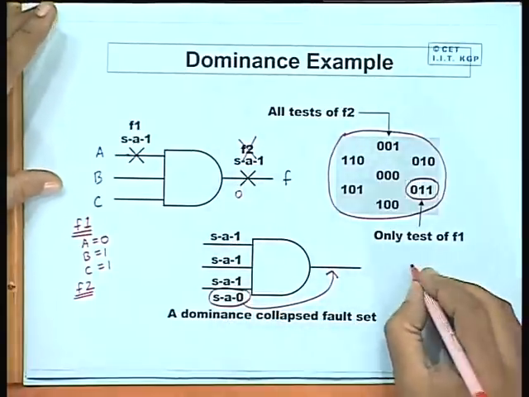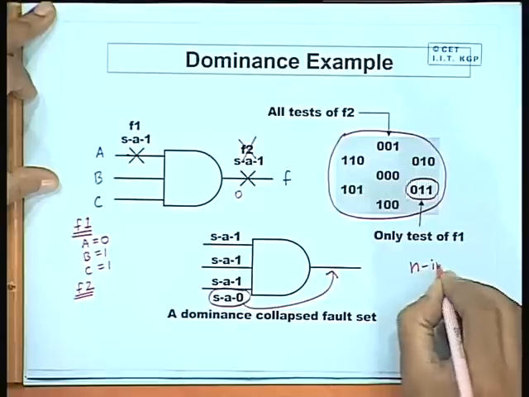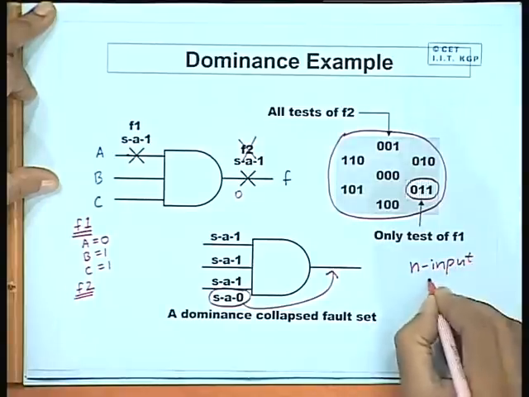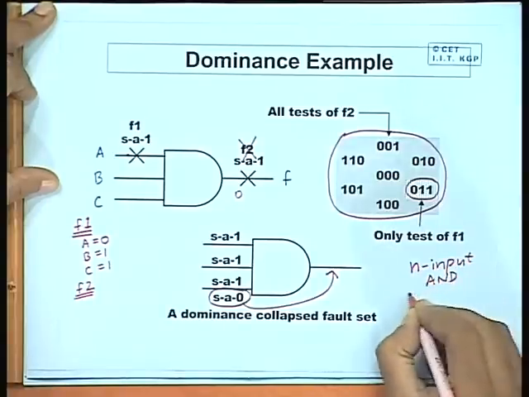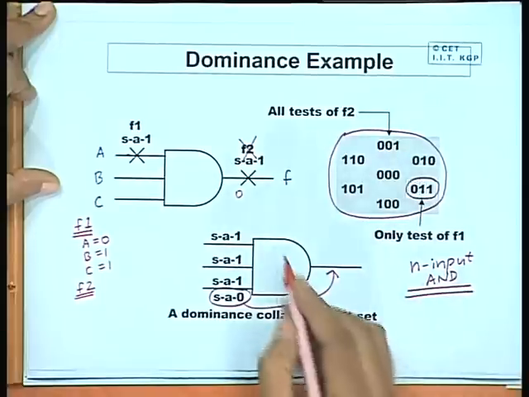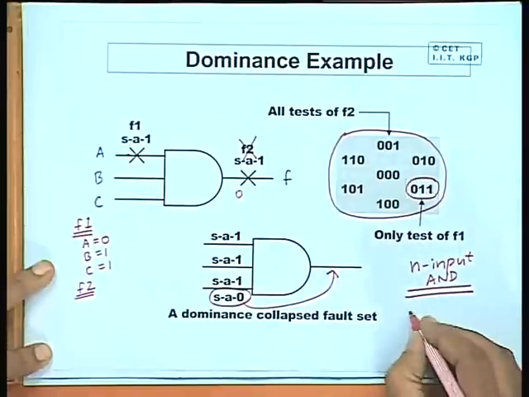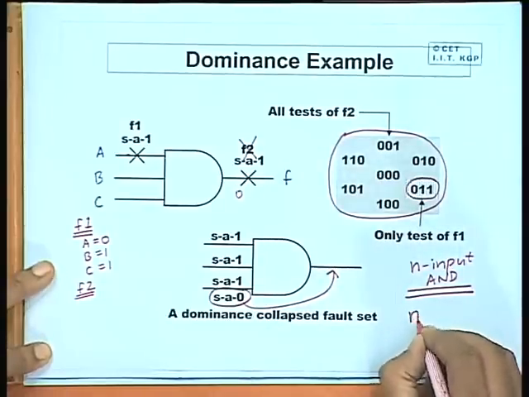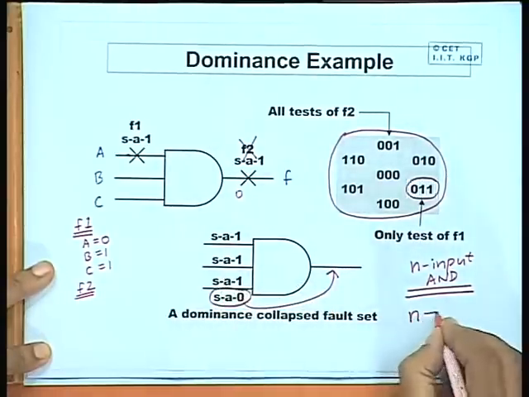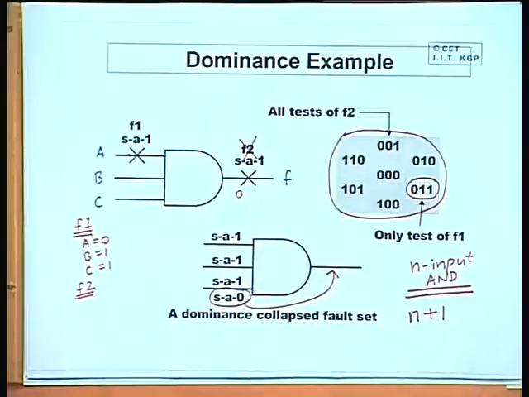In general, for an N input AND gate, the number of stuck at faults that need to be considered are the number of primary inputs plus 1. The same is true for OR, NAND and NOR gates. Okay.